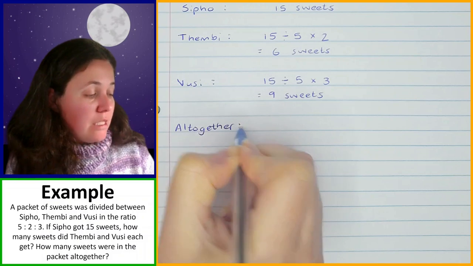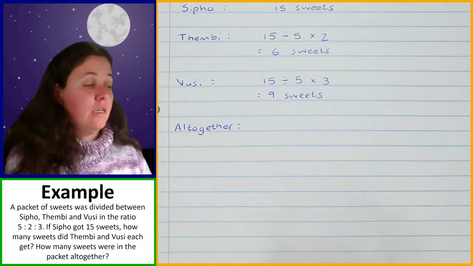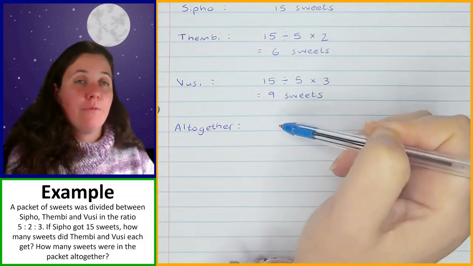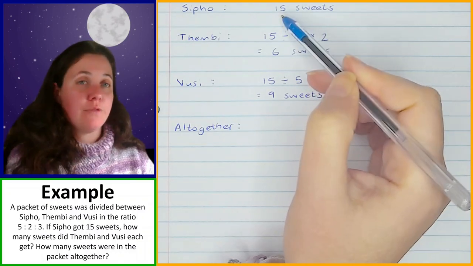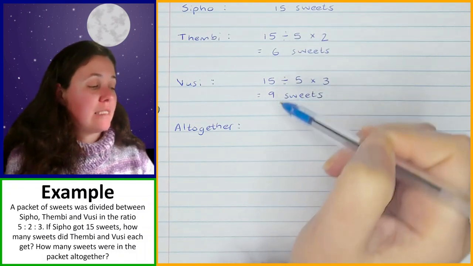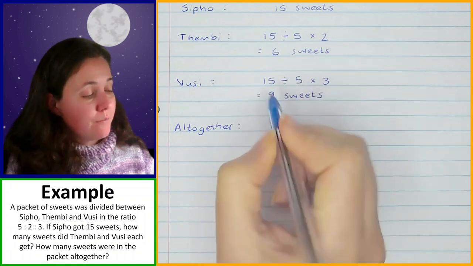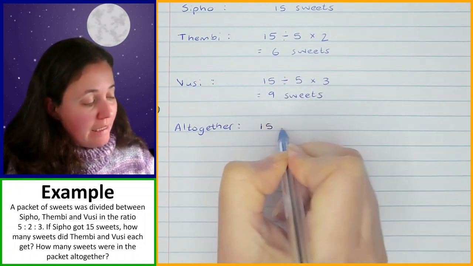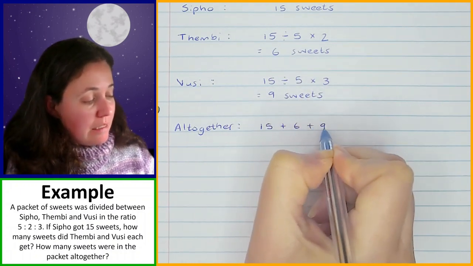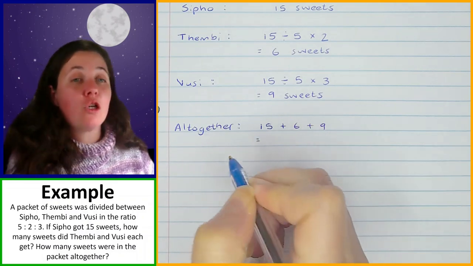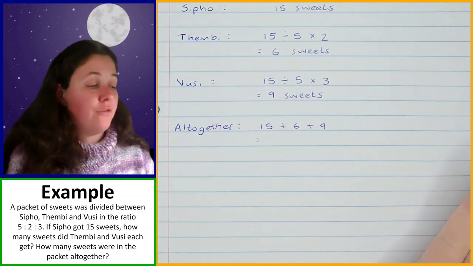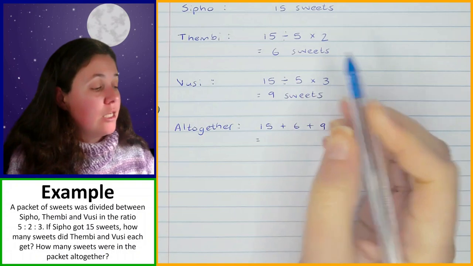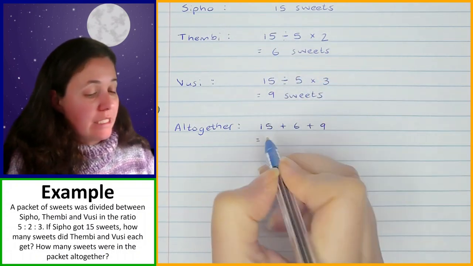So to work out how many there were altogether, I can either just add all the different amounts. I can add Sipo's sweets, which is 15, plus 10b's, which is 6, plus Busi's, which is 9. So I can say 15 plus 6 plus 9. I can do this because I do know what they all have. I know all the different values. So 15 plus 6 plus 9 actually gives me 30.